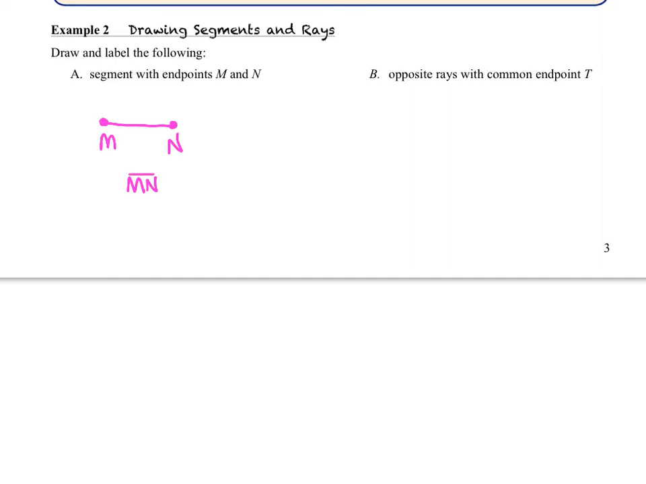For part B, we want to draw and label opposite rays with a common endpoint T. So I'm going to draw the T first. There's point T. I'm going to have two rays. Remember that they have to form a line. And so I'm going to have ray, we'll call this point S and this point U. So I'm going to have ray TS and ray TU. They have to have a common endpoint, so that first point in the name has to be the same.